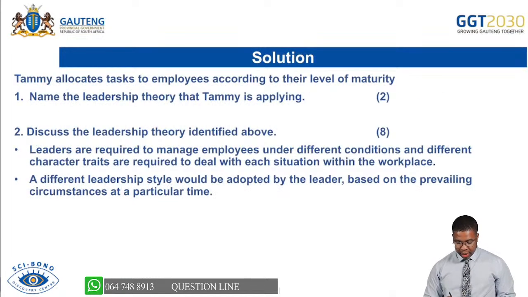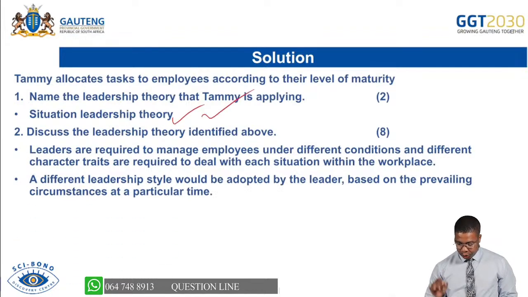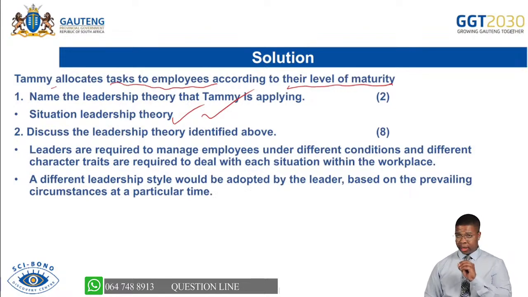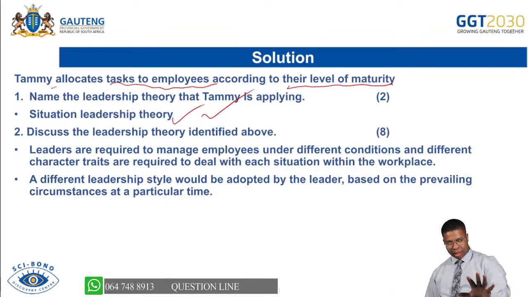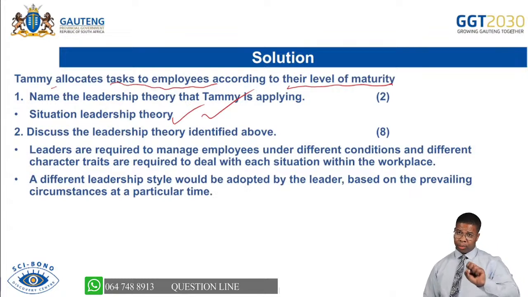Then, the answer here should be situational. Situational theory is the answer here, 2 marks, because giving tasks to employees according to their level of maturity makes you understand one thing: the leader is using the situation. If this employee has experience, they can be given a task and complete it before time. And they are also thinking about the difficulty of the task. Because this task is difficult, it can be given to this employee because this employee has the skills to deal with the difficult task.